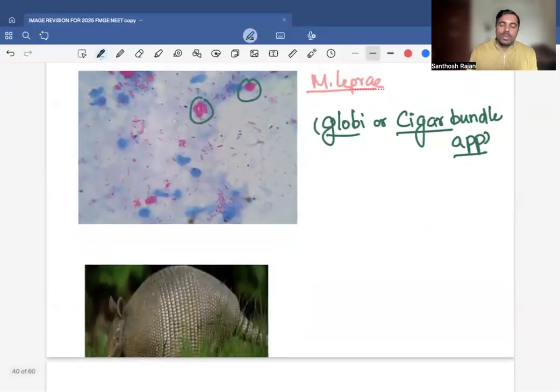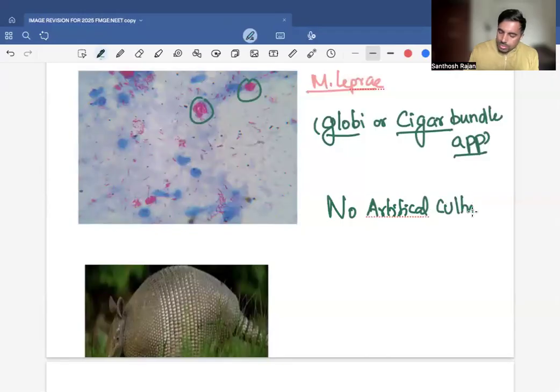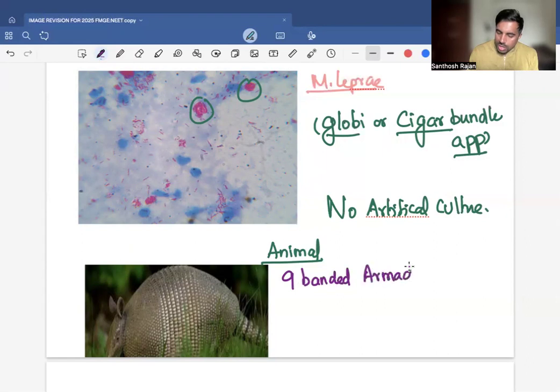This is usually for Mycobacterium leprae. No artificial culture media for leprae. Okay, so we have to go to animals. In animals, you can grow it. In an animal model, which one? In an animal model, we can grow it in the nine-banded armadillo. That's an important question. Nine-banded armadillo or foot pad of mice, foot pad of mice.